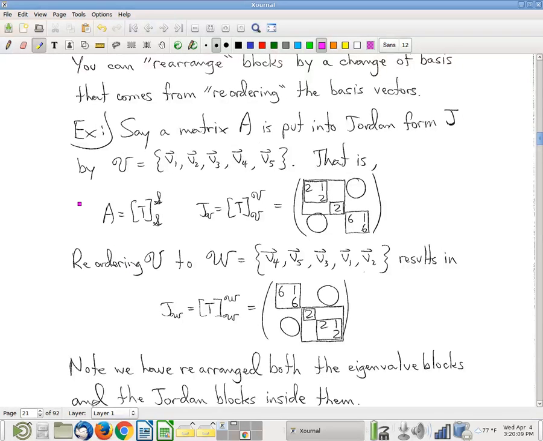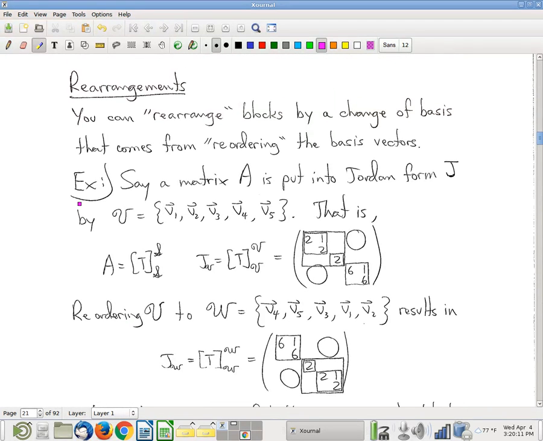Okay, so here's where we were last time. We were talking about rearrangements of blocks inside a Jordan canonical form.